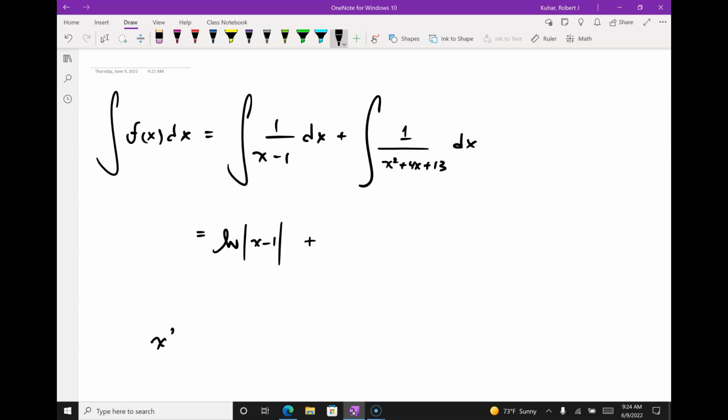So x squared plus 4x in parentheses plus 13. Get half of the coefficient of 4, which is 2, square it, which is 4, add it, and subtract it.